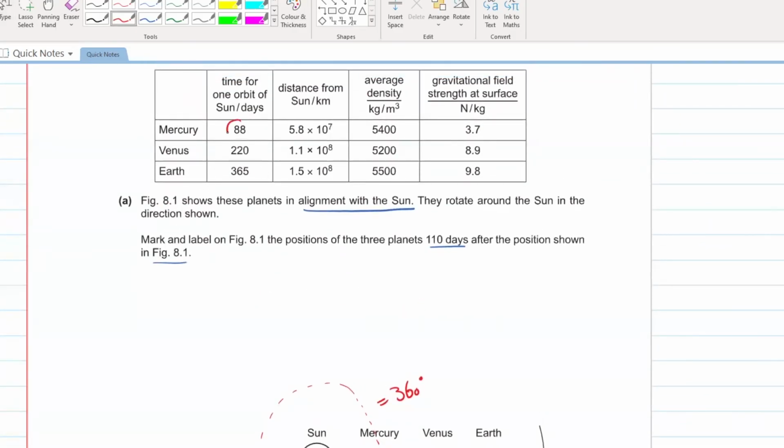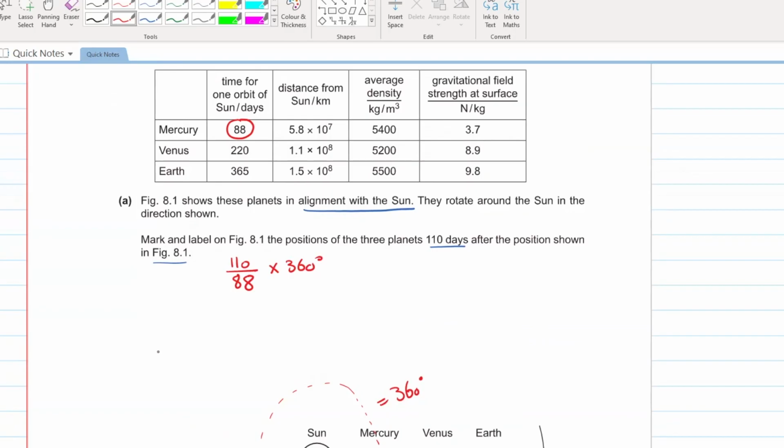First of all, let's take Mercury. Mercury has a time for one orbit of 88 days. So Mercury completes one rotation around the Sun in 88 days. You have 1110 days. In 1110 days, how many degrees will Mercury rotate? 1110 divided by 88 into 360 degrees.